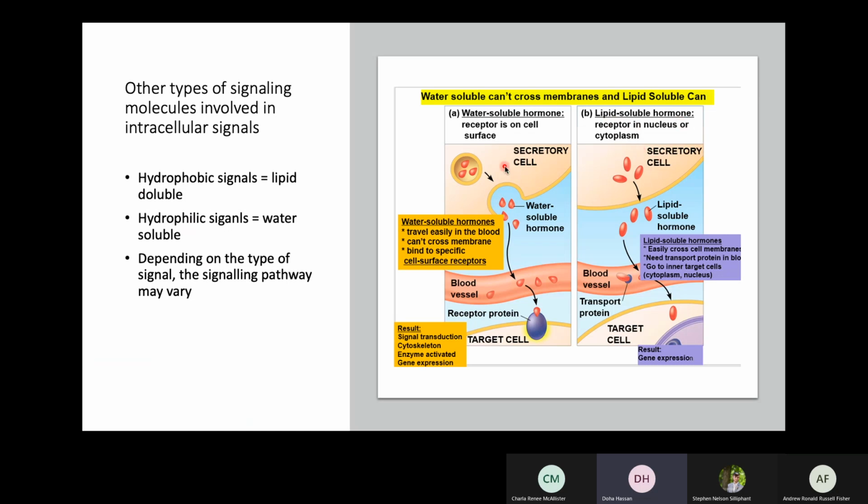So let's start with the one on the left. This is a water-soluble hormone, meaning it's hydrophilic. This endocrine gland is going to secrete this hormone into the bloodstream. Now, because it's water-soluble, it can travel easily in the blood without needing a carrier protein or a transport protein, because the blood is very polar. If this was a lipid-soluble or hydrophobic hormone, it wouldn't be able to do that.